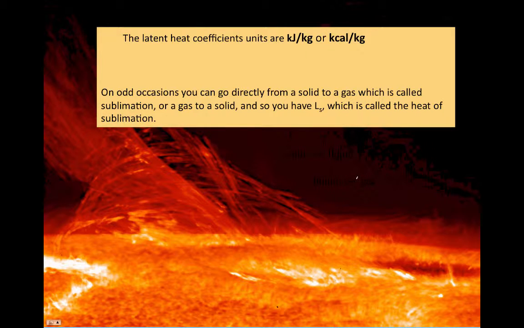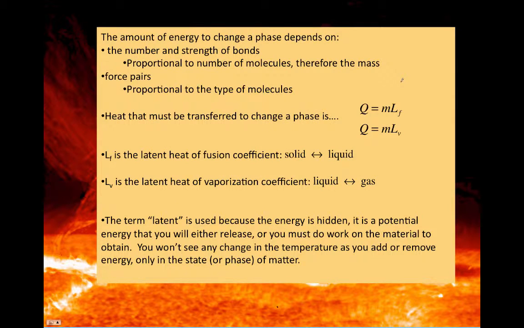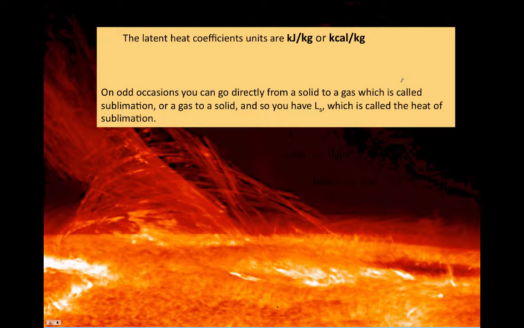Coefficients are kilojoules per kilogram or kilocalories per kilogram. You're going to have to be a little careful with that kilojoules because you're going to have to worry about that 10 to the third. On odd occasions, you can go directly from a solid to a gas, which is called sublimation, or gas to a solid. And so you have L sub S, the heat of sublimation. Fusion, talking about solid and liquid. Vaporization, liquid and gas. Sublimation, solid to a gas.